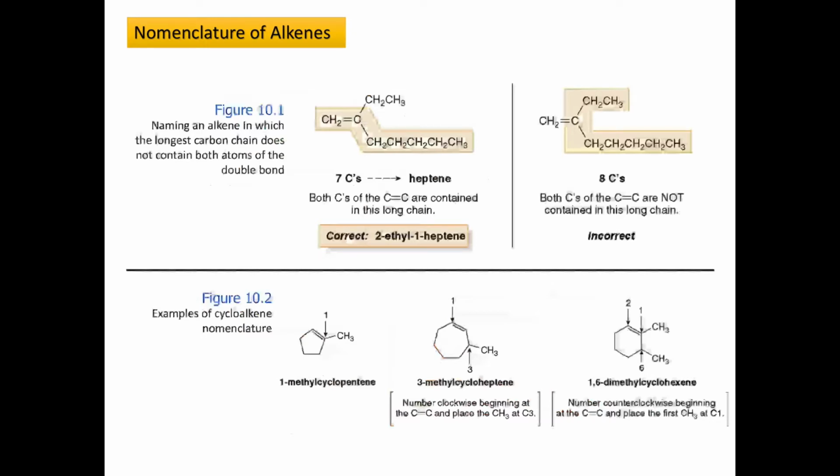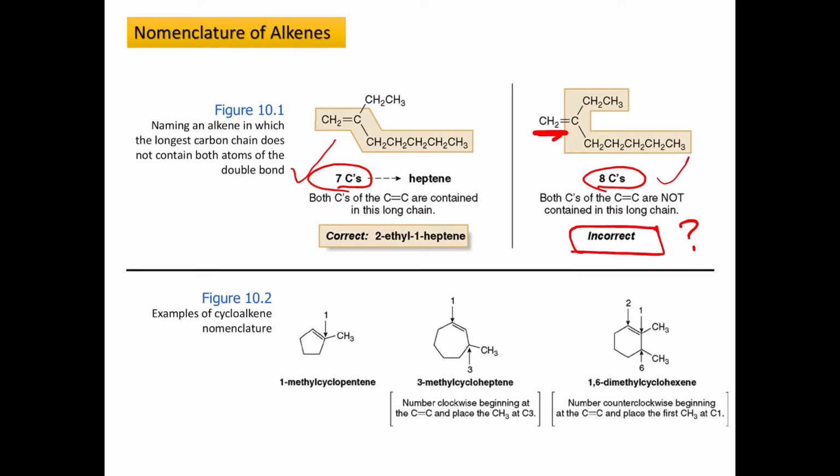Another example is 10.1 from your book. We have a double bond. If we select that one, we have 7 carbons, and on the other hand we have 8 carbons, but this is incorrect. Can you tell me why? Because the double bond is not in the structure. The double bond is outside the chain, while this family of hydrocarbons is alkenes. So in the nomenclature we should cover the double bond. That is why we go for that, and this is wrong.